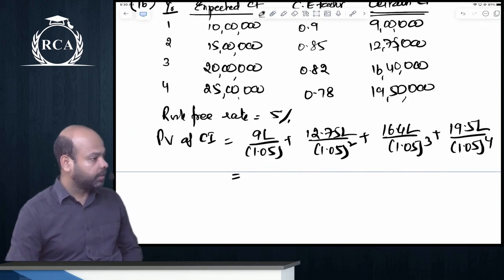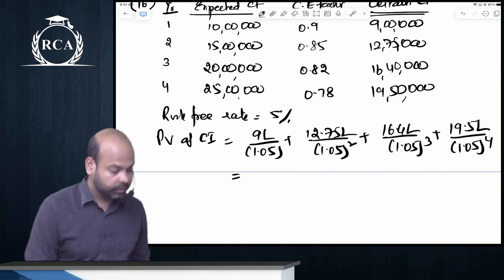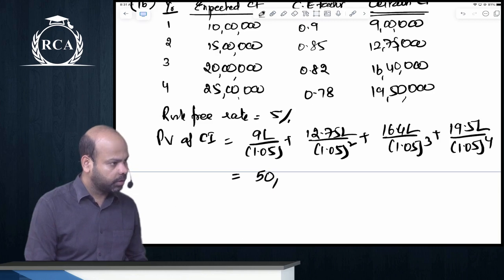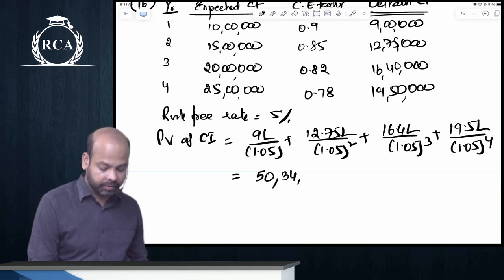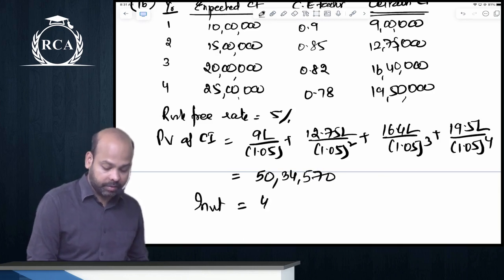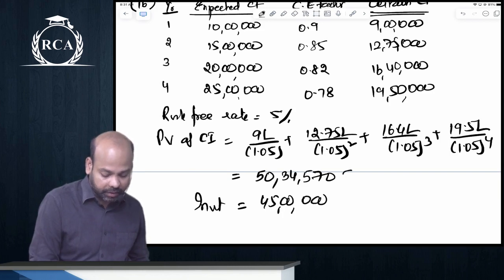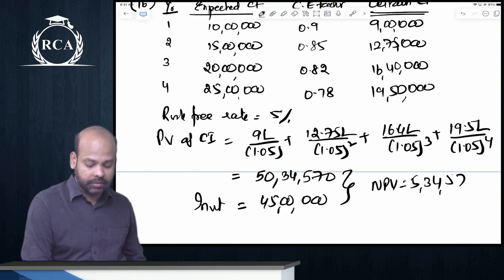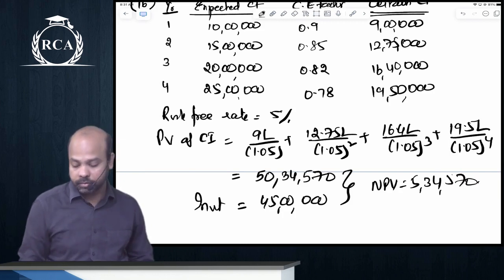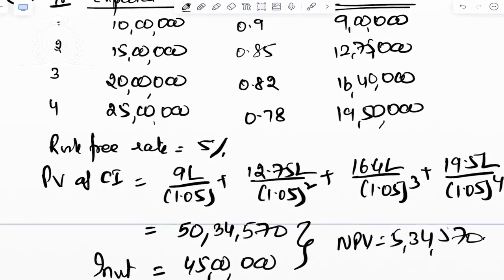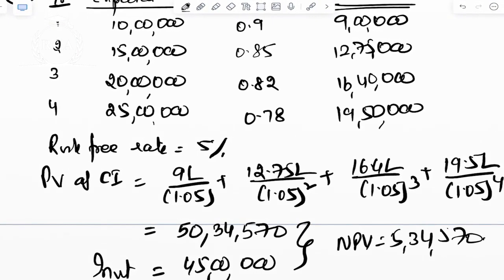How much will this be, guys? 50 lakhs 34,570. Your initial investment is 45 lakhs. Therefore, NPV under certainty equivalent approach would be 5 lakhs 34,570, guys. Please finish off the 17th question also, guys.